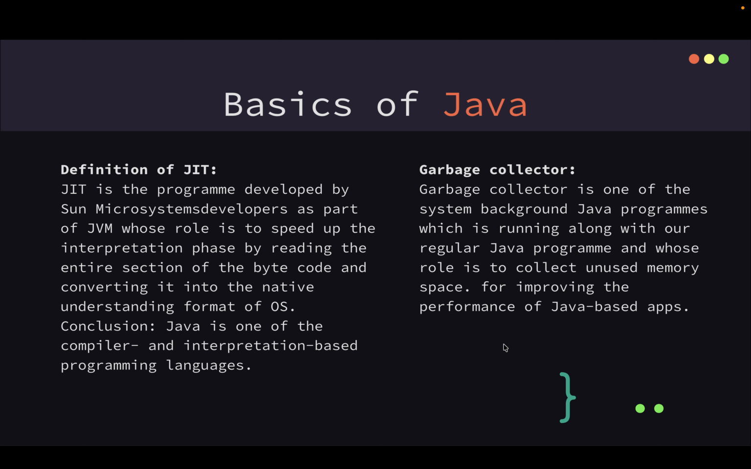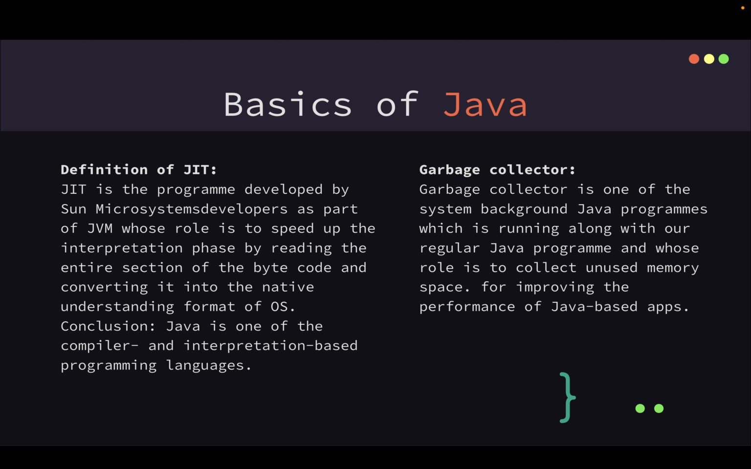And what is the garbage collector? So just now I told you. Garbage collector is one of the system background Java programs which is running along with our regular Java program and whose role is to collect unused memory space for improving the performance of Java based apps. So what are the null reference objects? The null reference objects are the unused memory spaces. That means there is no task for those objects, so collect that unused memory, unused references and destroy them through the garbage collector. Once you remove all the unused memory spaces, then heap memory is clean and fresh. Again, fresh objects we can create and utilize for the upcoming operations.